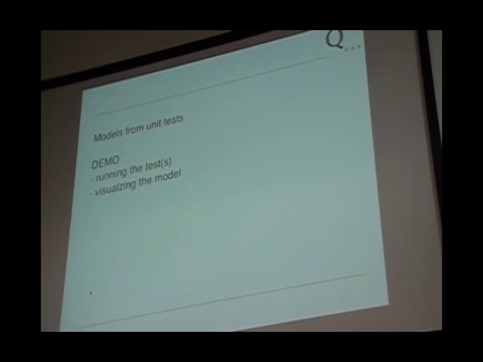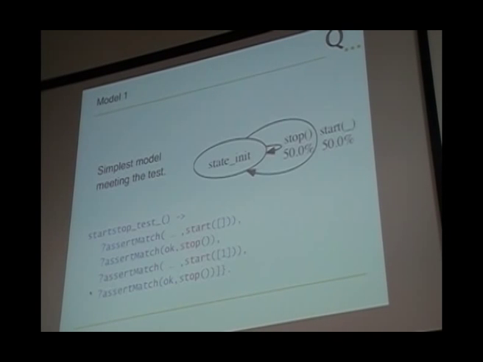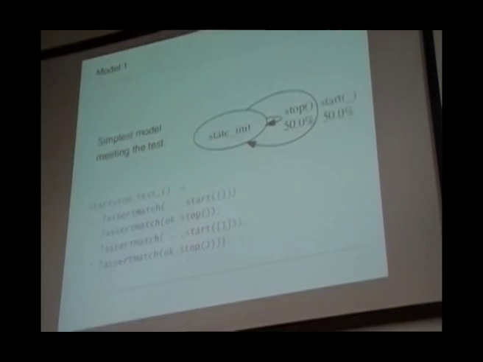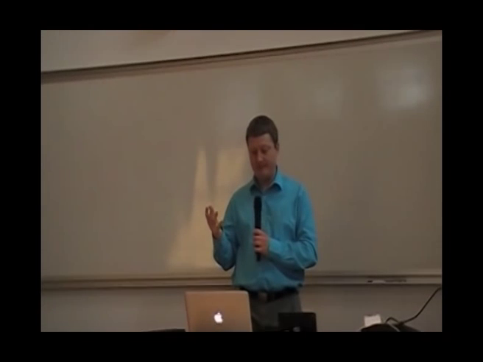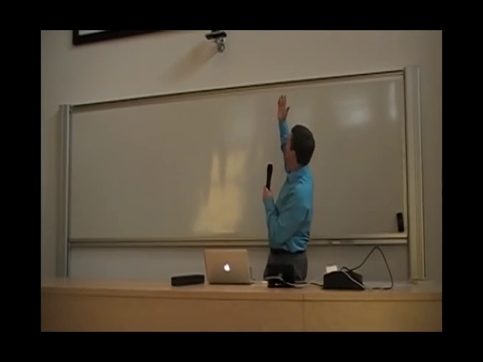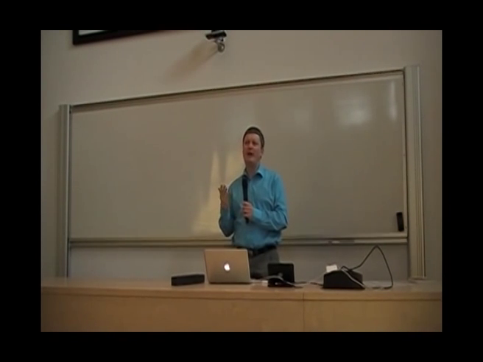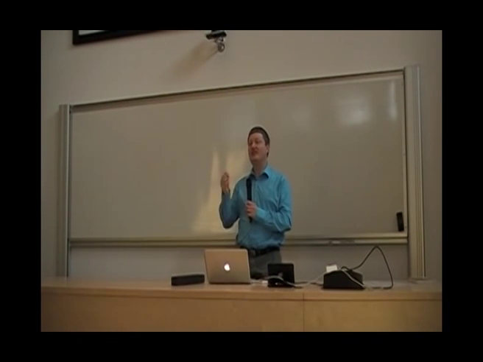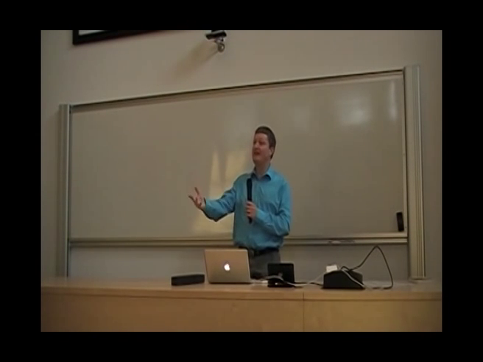Okay, so what I did show was that you run the test, you visualize the model, and from the simplest model that you get, you try to understand: is this correct? Is this indeed the kind of behavior that I expect? You could already see from the picture that probably I'm missing something. But instead of thinking hard about what test case I should actually add here, you just let QuickCheck give you a test case which makes sense in that context.